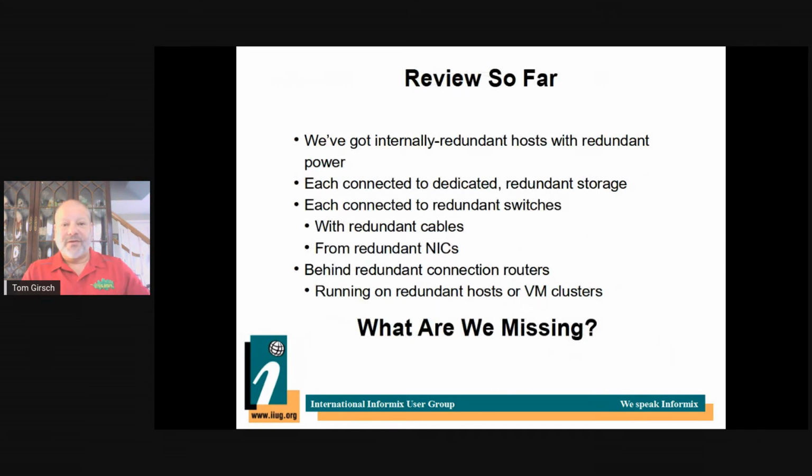So, far review. Internally redundant hosts with redundant power. Each of them is connected to dedicated redundant storage. Each connected to redundant switches with redundant cables from redundant NICs behind redundant connection routers running on redundant hosts or redundant VM clusters. What are we missing? That seems pretty good.